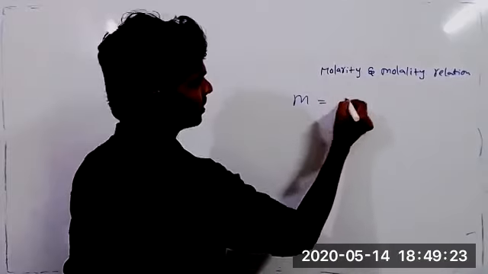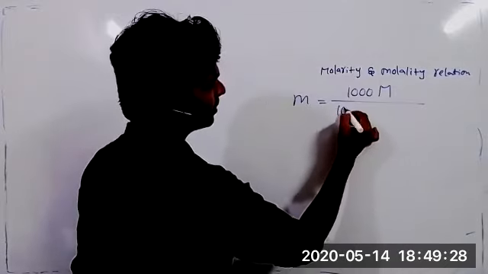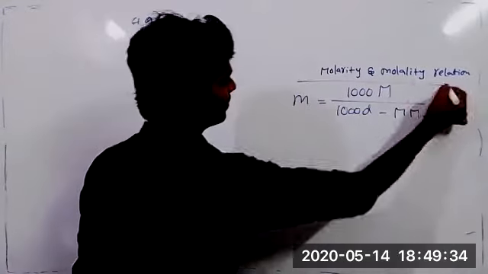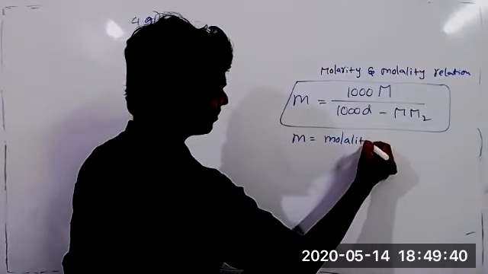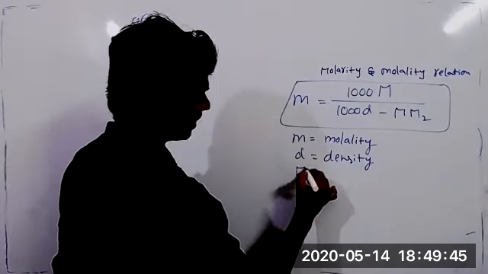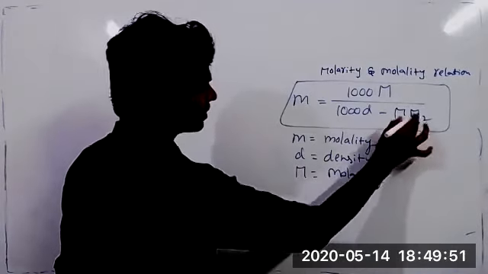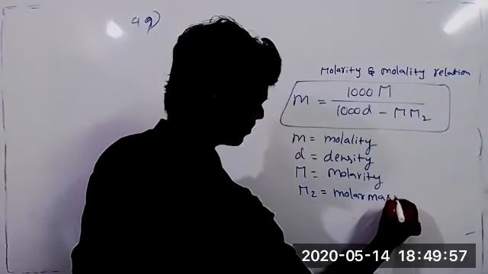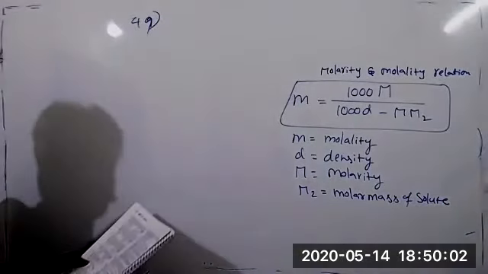Small m is molality, equal to 1000 into M, capital M is molarity, divided by 1000 into D minus M into m2. Small m is molality, D is density, capital M is molarity, m2 is the molar mass of solute. Same formula we have to apply here.